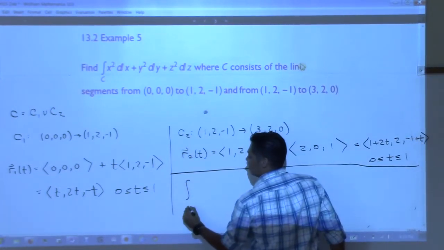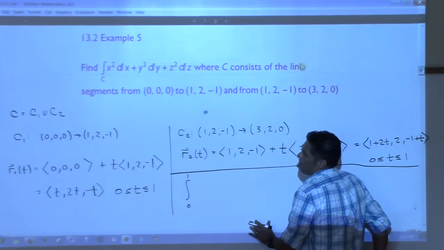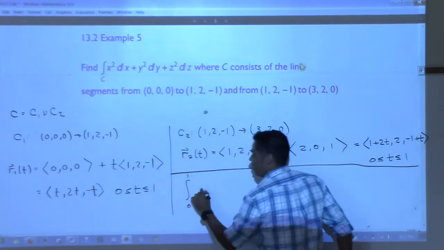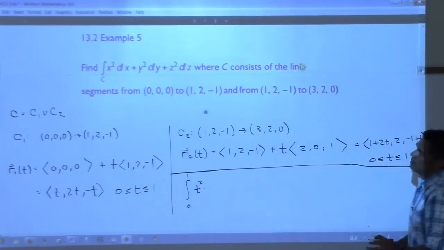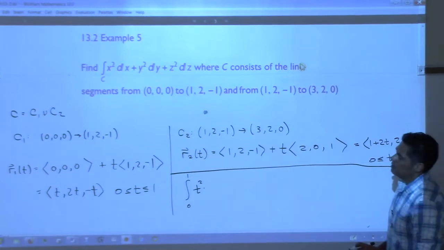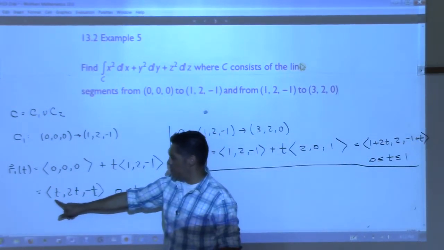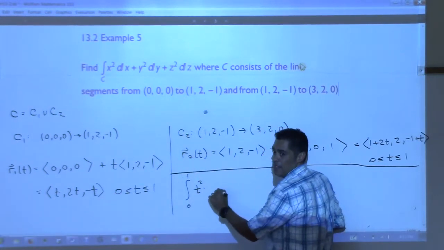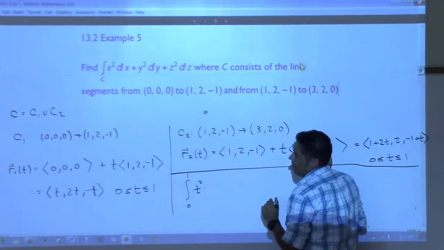So integral from 0 to 1. And then what's the equation? So t squared. Okay, so you're taking this x, right? That's your x, so you're going to square it. And then times the derivative of x, which is the derivative of that one. So 1 dt. Okay, but I'm not going to put the dt yet. We're going to work through all these.